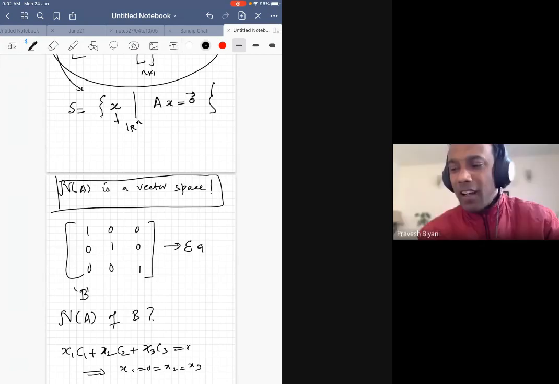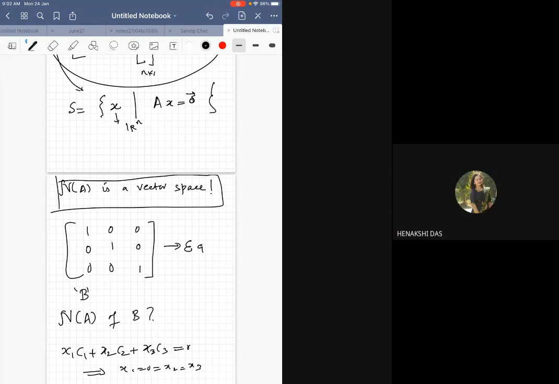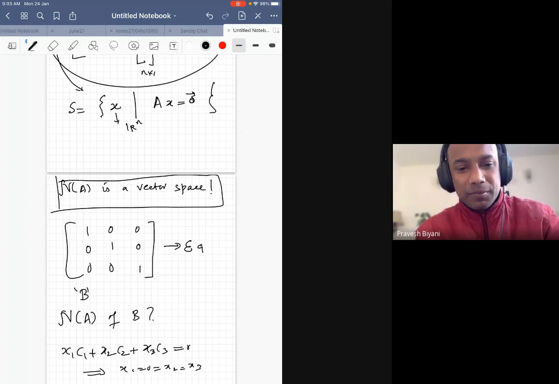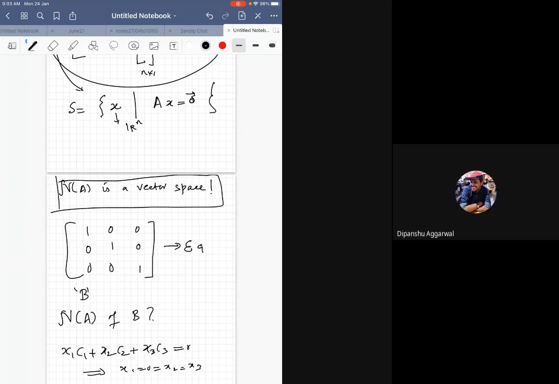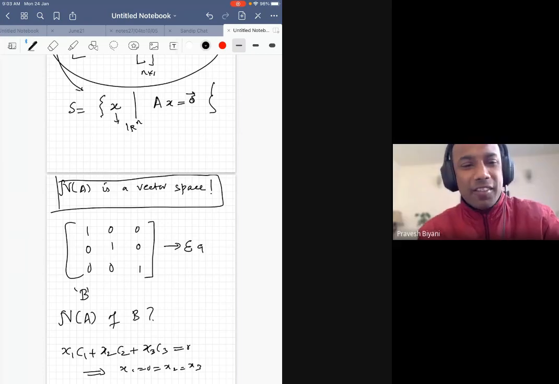Yes, sir. Are they linearly independent? Sir, linear independence basically, if A is a matrix, then it should have a non-pivot row. Okay, Dipanshu. Yes, sir. Since the column vectors here are linearly independent, the null space should be 0. Okay, we have got a new answer.